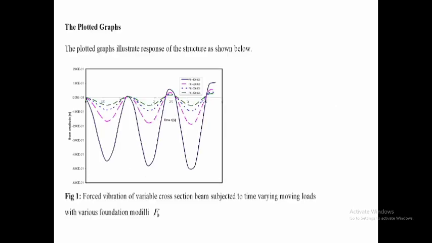Then the process graph now. Figure 1. Figure 1 represents the force vibration of variable cross-section beam subjected to time varying loads, while other parameters are fixed and kept constant. We vary the value of our foundation modulus.